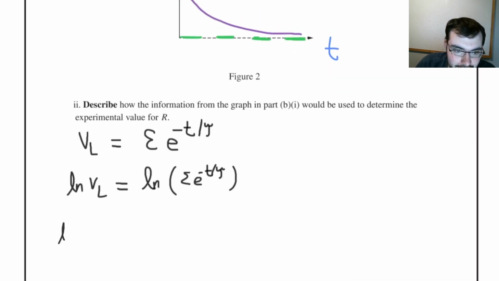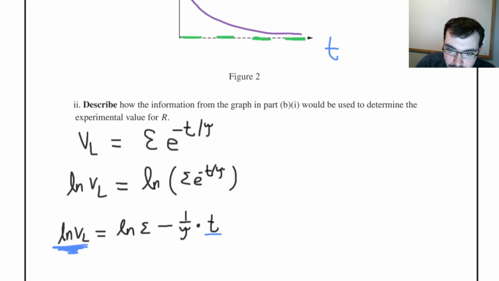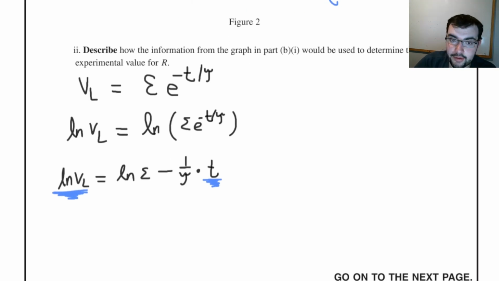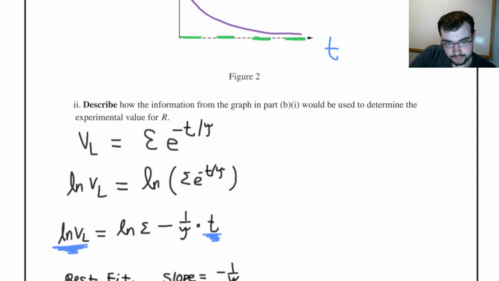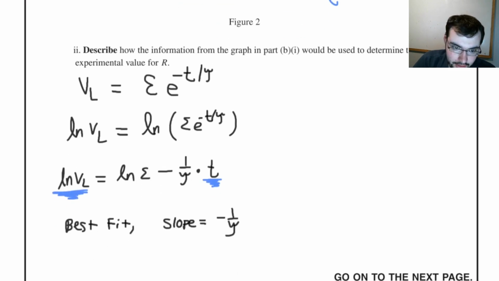Apply some log properties. ln V_L is going to be equal to ln of the battery voltage minus 1 over tau times t. And now we're graphing ln V_L versus t. So now we're going to best fit, and the slope is equal to negative 1 over tau. So we're going to say best fit ln V_L versus t. Those are the things to graph.